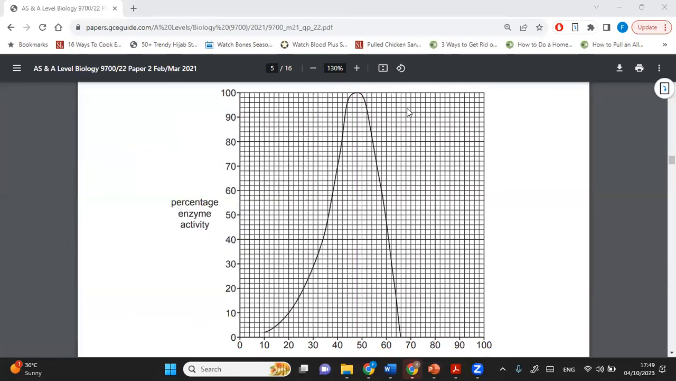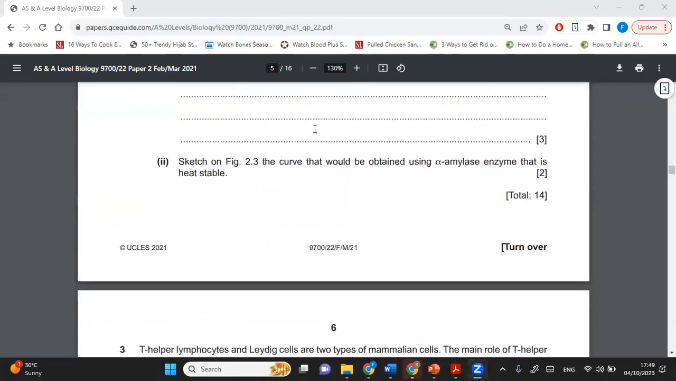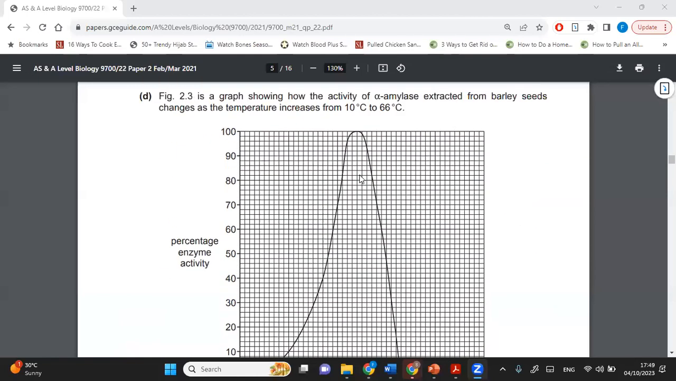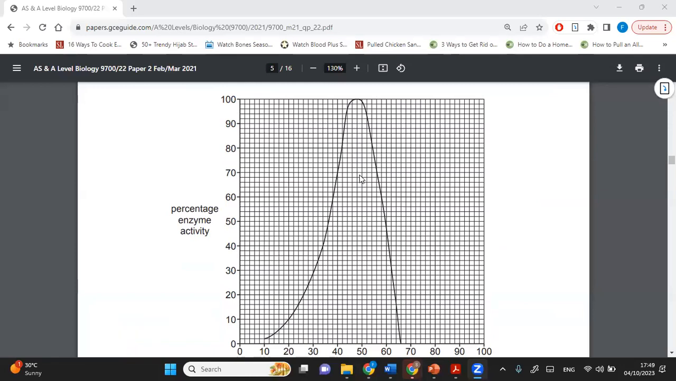Okay. After that, they are saying, sketch on figure 2.3 the curve that would be obtained using alpha amylase that is heat stable. So they're saying that we have an enzyme that is heat stable, right? What will the graph look like? So what the graph is going to look like is this, that you are going to see an optimum peak, maximum activity at a much higher temperature, right? My enzyme's optimum temperature will be higher because my enzyme is heat stable.